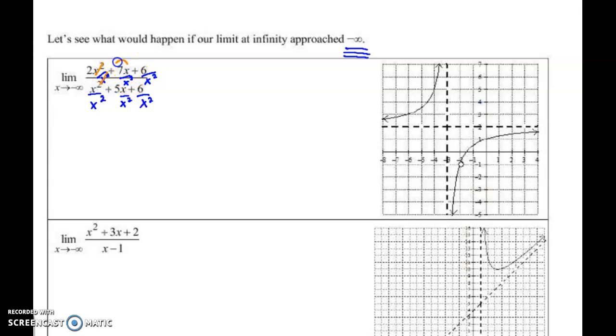Since it's bigger on bottom, that's going to be 0 with a negative infinity. This is 0. The x squareds cancel here. This will be 0. It's bigger on bottom, bigger on bottom. So the answer is just 2. So it does not matter that it's negative infinity for this problem.